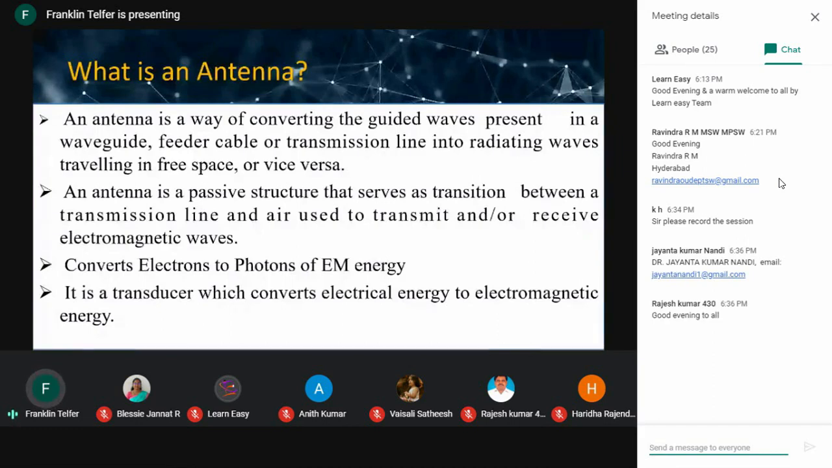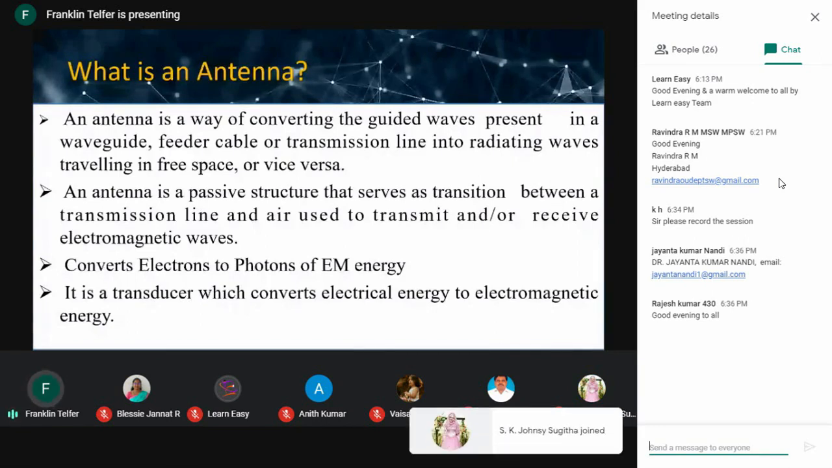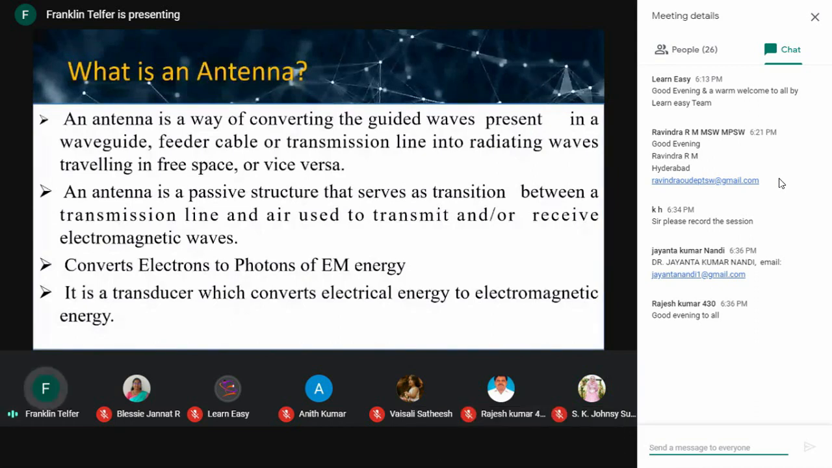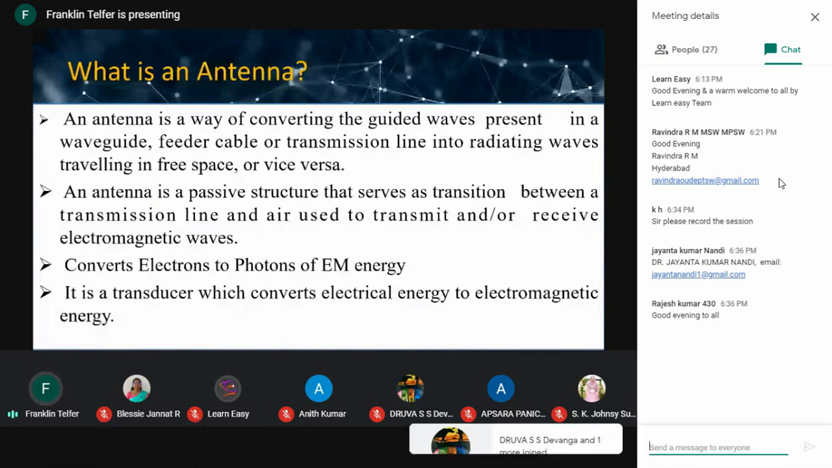So it acts as an intermediate between the input generator and the output free space. It's a passive device which is a transition between a transmission line and the air. It also has another definition: conversion of electrons to photons of EM energy, and vice versa. So it's also called a transducer, which converts electrical energy to electromagnetic energy. These are the antenna definitions which have been given.